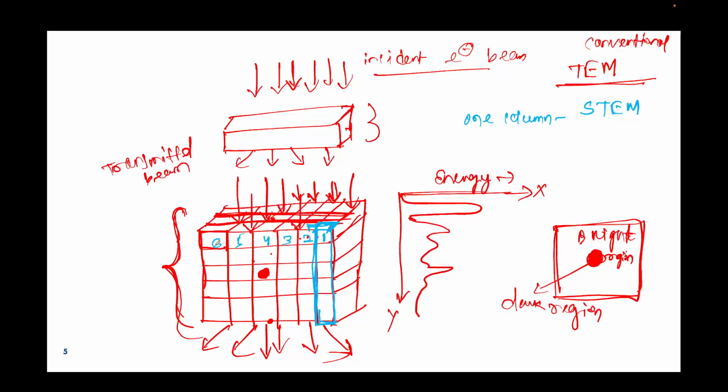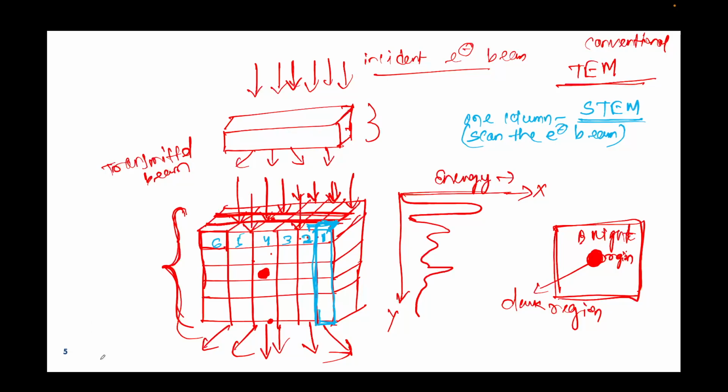So when I gather information from one atomic column to another, what do I do? I scan the electron beam here. And once I scan the electron beam, that is why this technique is known as STEM. This is an advanced technique of TEM itself. TEM is already an advanced technique. However, STEM is another advanced technique of this TEM. Why? Because I am collecting information, and I am going to scan my atoms. So that is known as scanning transmission electron microscopy, STEM.